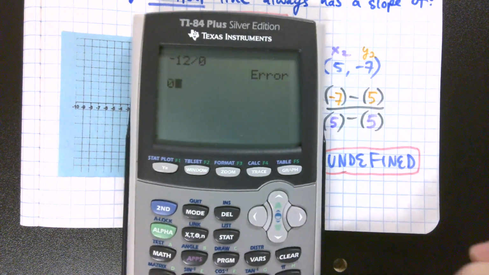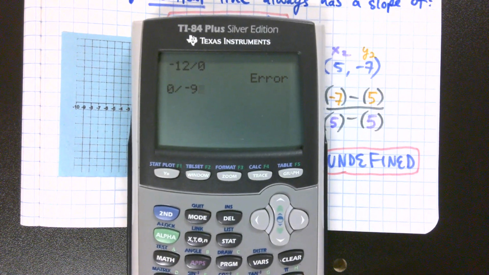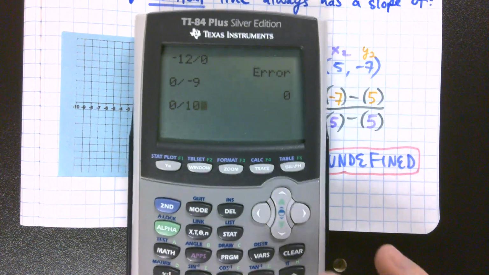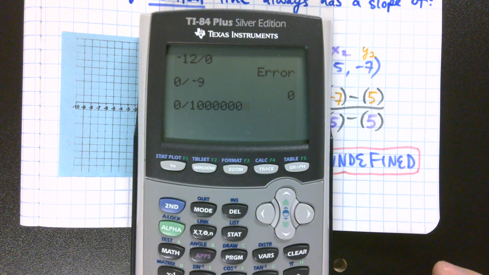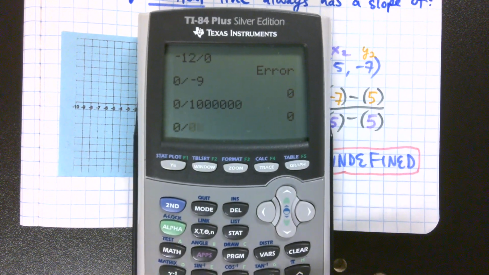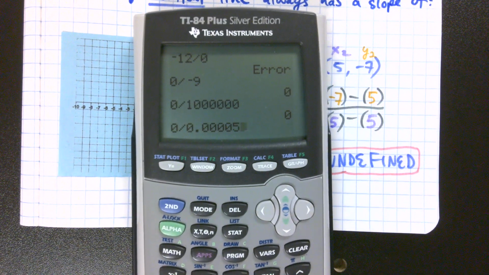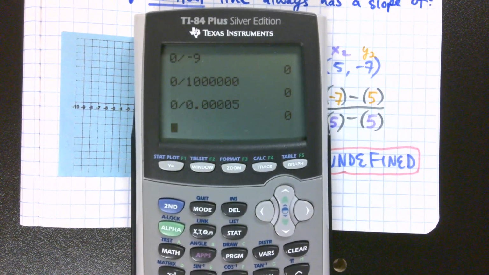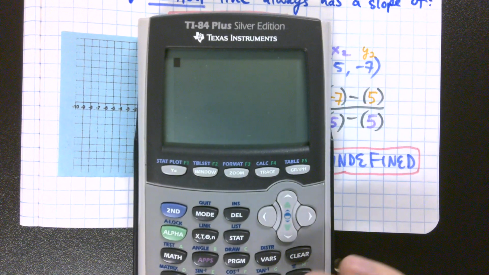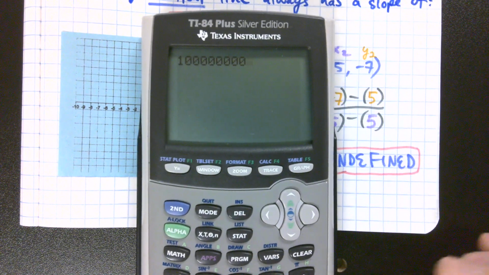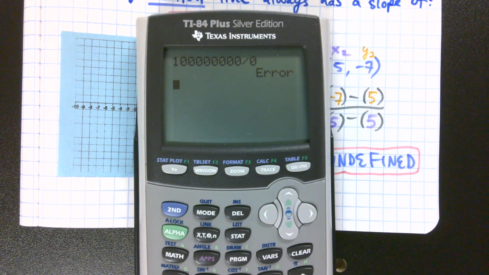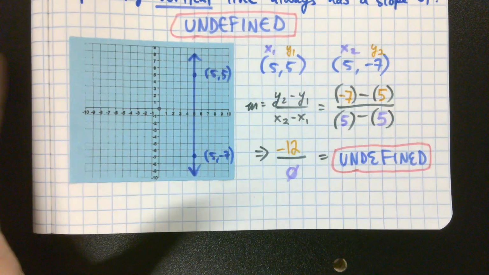Now if we plugged in 0 divided by -9, like we had in the first example, we get 0. 0 over 1,000,000 is also 0. 0 divided by 0.0005, very small number, that's also 0. No matter what, when 0 is on the top, our answer is 0. But we could do anything we want divided by 0, and we cannot do it. It will give us an error. It will be undefined.